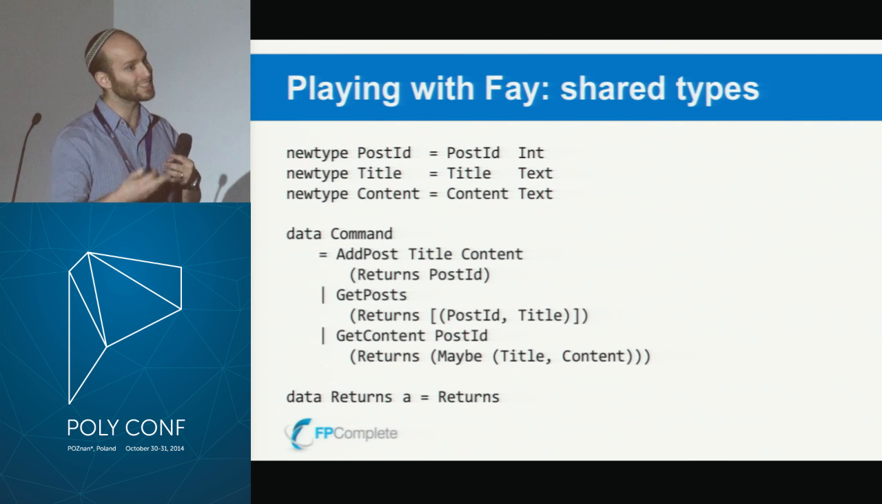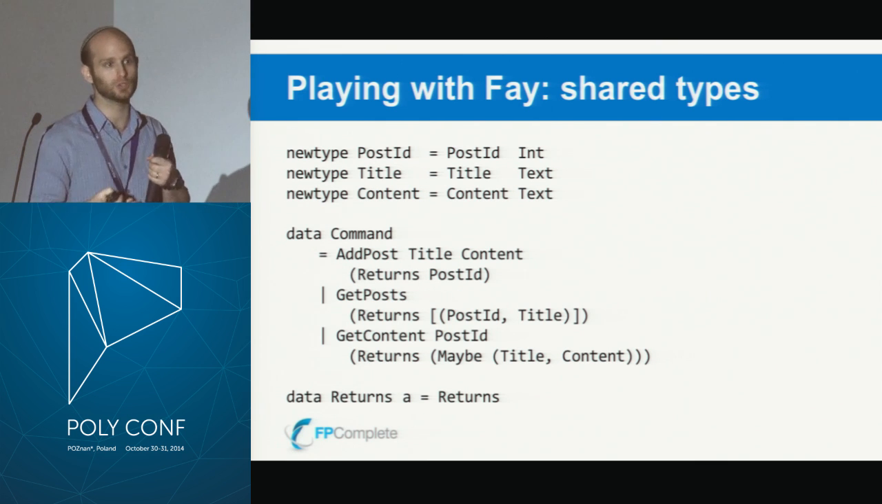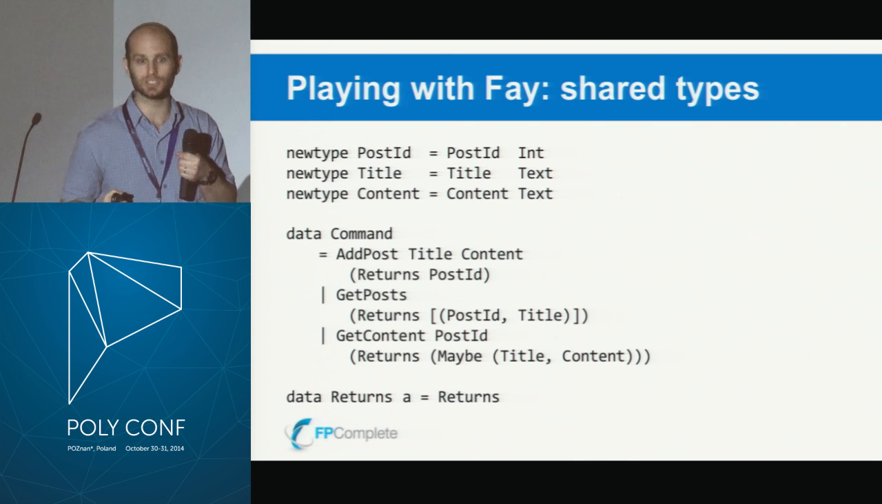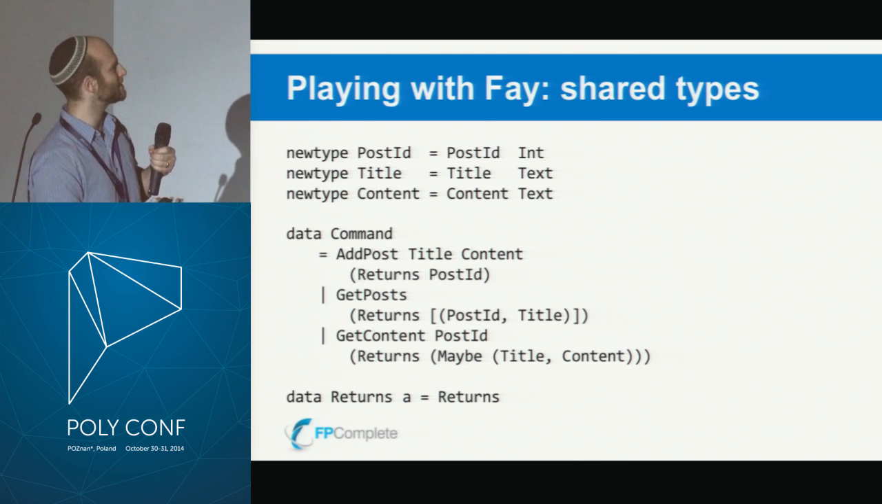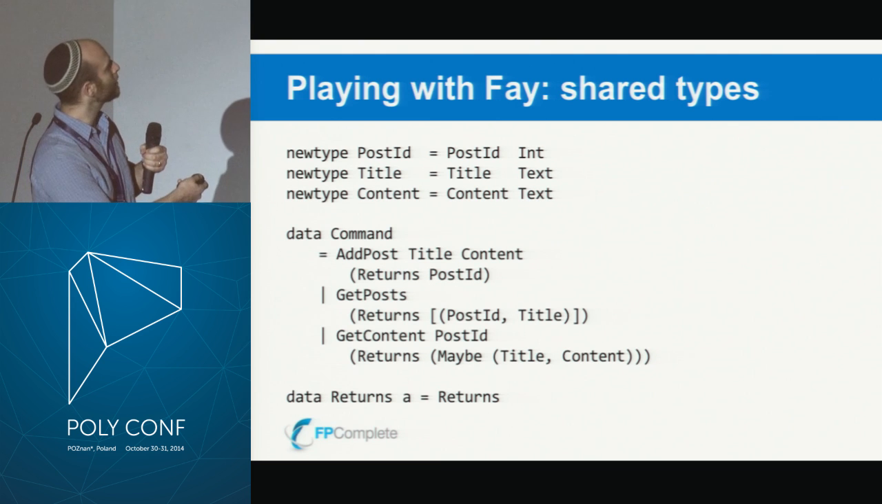Similarly, we're going to have a title and the actual content for each one of these blog posts. We don't want to accidentally swap those two things and mix them up. So we've wrapped those two things up in new type wrappers as well. And down here, we're actually defining what our API looks like.